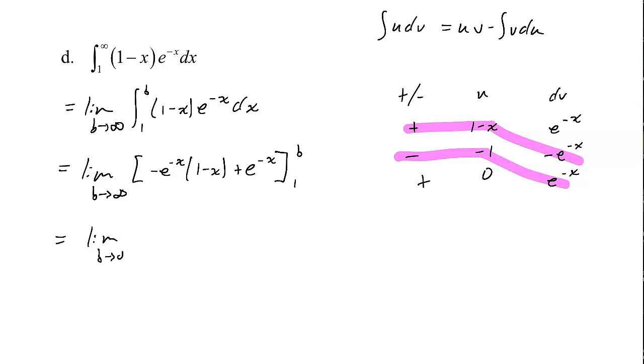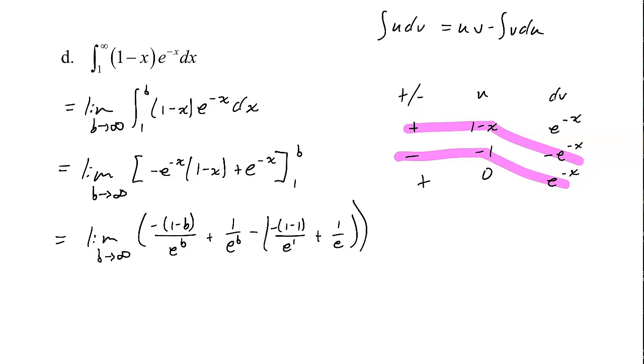So limit as b approaches infinity of, throw in my b first, so 1 minus b over, it's going to be negative e to the b, plus 1 over e to the b, and then minus, now I got to throw in the 1, so 1 minus 1 negative over e to the 1 plus e to the negative 1, which will be 1 over e. I don't know why I did it that way. Right. And now I can evaluate my limit.